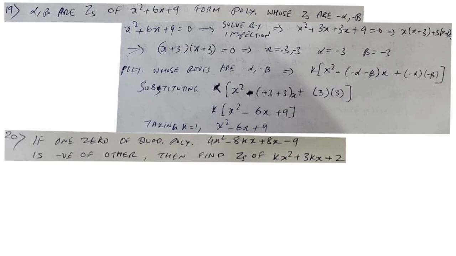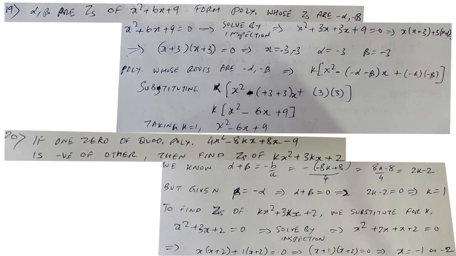See, if one zero of a quadratic polynomial is negative of the other, when you add those two, you get a zero, isn't it? So when you consider the sum of the roots alpha plus beta, you get minus b by a, but it's already given that beta is equal to minus of alpha. So alpha plus beta equal to 0. Okay, so alpha plus beta is minus b by a. In our case, what is b?